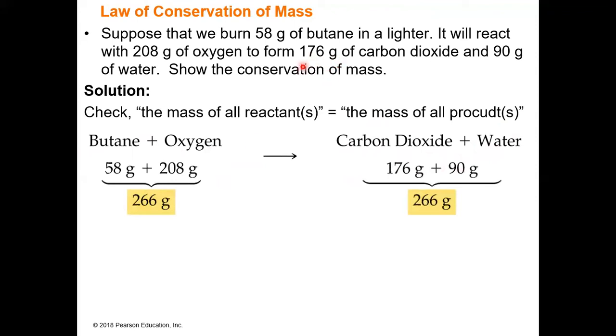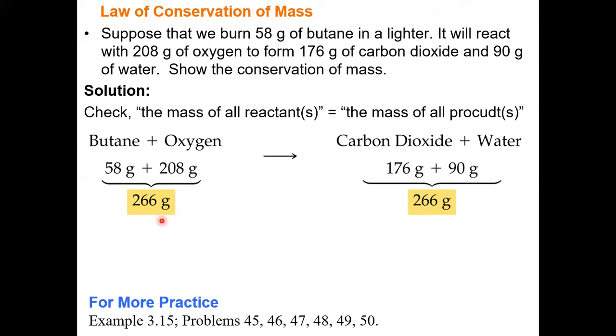And we are given the mass for the butane and for the oxygen. Adding the mass of butane, 58, with the mass of oxygen, 208, we get 266 grams. We are also given the mass of the two products, carbon dioxide and water. We have 176 grams of carbon dioxide and 90 grams of water. Adding these two numbers, we also get 266. So therefore, we see the conservation of mass, which means the mass of the reactants equals the mass of the products.